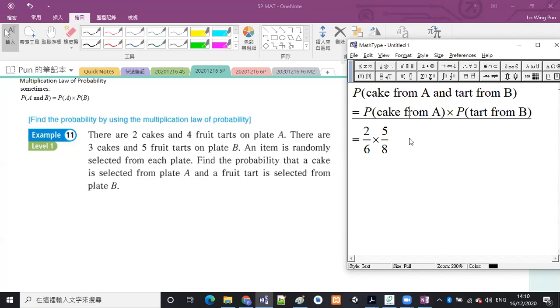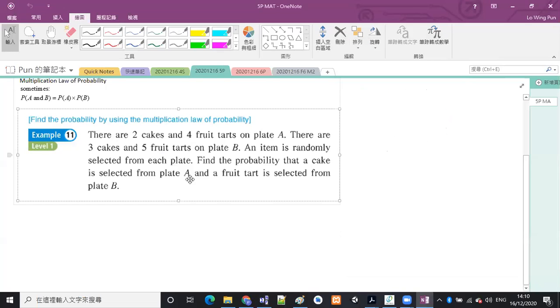Okay, so the probability should be calculated by the product of these 2 fractions, which should be equal to 5 over 24. Okay, so that is just like this.